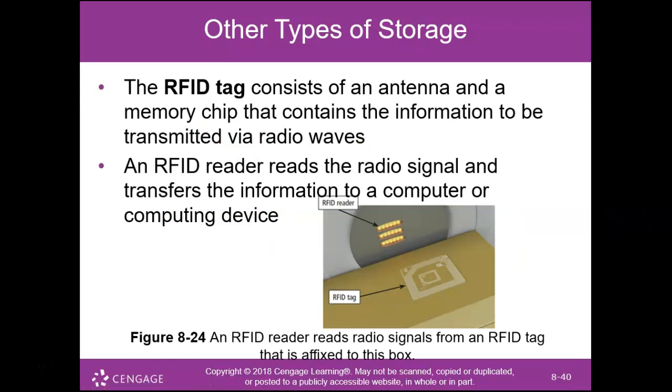Other types of storage include RFID, right? RFID uses radio waves. Radio waves transmit data from the tag to a reader, which transmits the information to an RFID computer. RFID tags are frequently used for merchandise. They can also be used to track vehicles, pets, even patients with Alzheimer's disease. Very interesting. There's passive and active forms. More on that in your book.